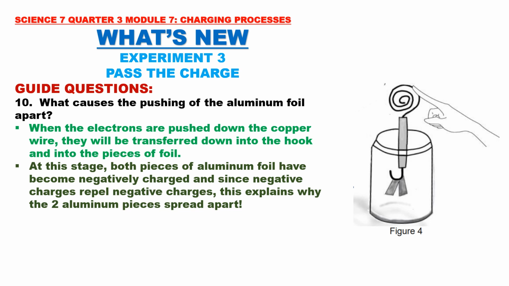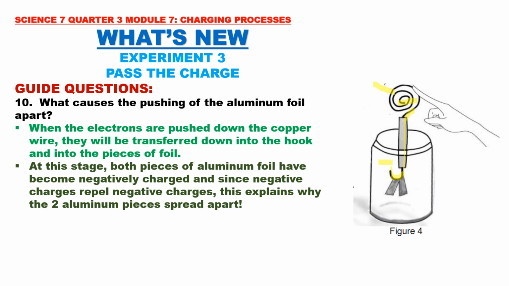So, kanina, sa previous slide, sinabi natin na yung plastic cover natin ay negatively charged. Now, nung dinikit natin yung plastic cover sa copper wire, yung electrons sa copper wire na originally ay neutral or walang charge, ay mapupush down pababa. So, sabi natin kanina, similar charges repel. So, lahat ng mga negative charges ng copper wire ay lalayo doon sa plastic cover na mayroong negative charge. Now, yung buong copper wire natin ay magiging negatively charged hanggang dito sa bandang hook.